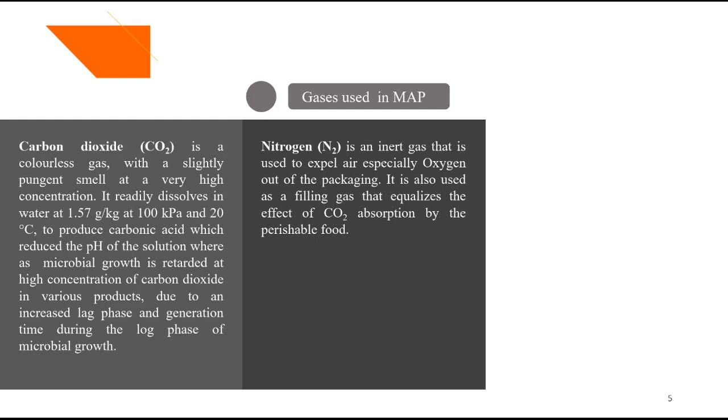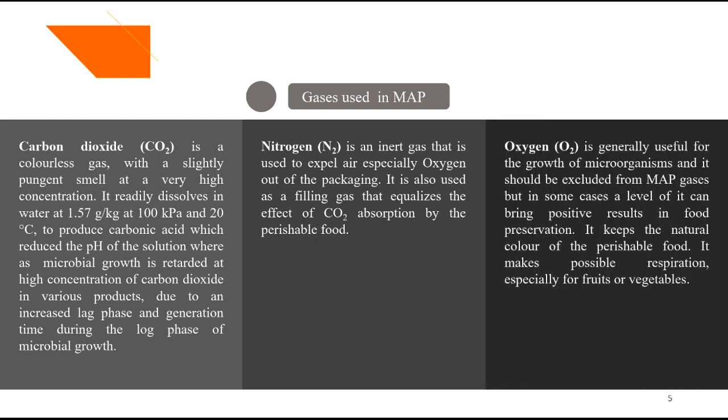Second is nitrogen gas, which is an inert gas that is used to expel air, especially oxygen, out of the packaging system. The third gas is oxygen, which is generally useful for the growth of microorganisms. This gas should be excluded from MAP gases, but studies have shown that a level of it can bring some positive results in food preservation.